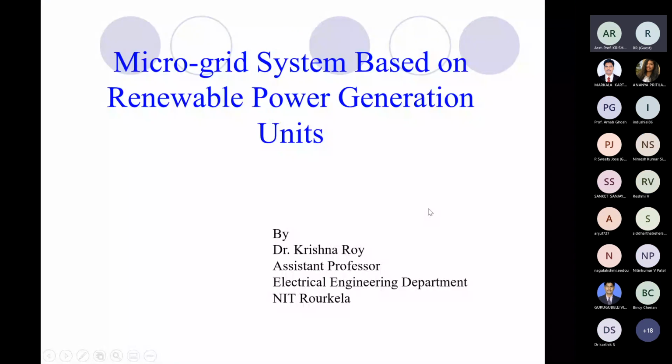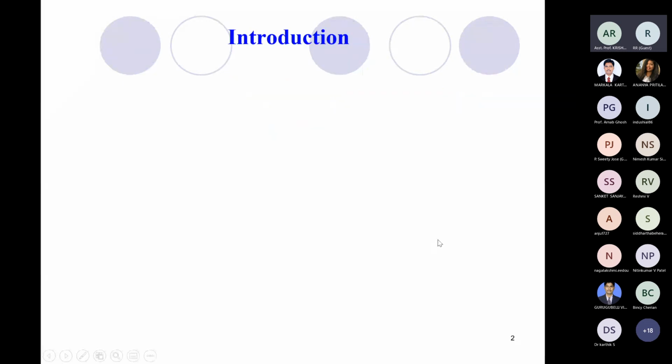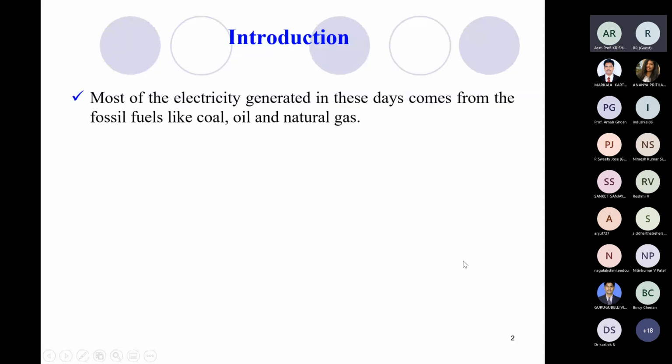Okay, so I'm going to talk on this topic, that is microgrid system based on renewable power generation units. Okay. So actually I'm going to talk on wind power generation using induction generator. So first of all, let us go through these introductory concepts.